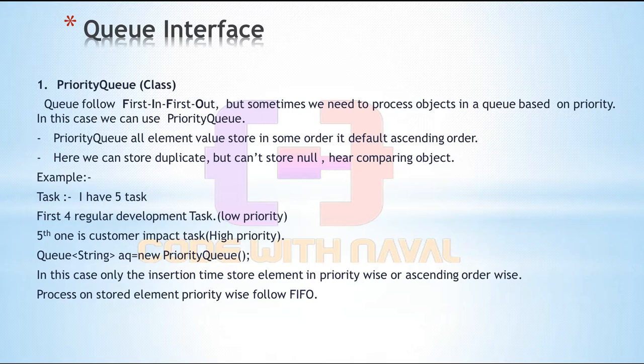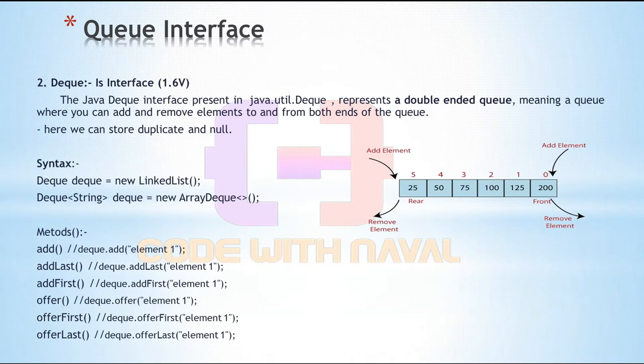Then we have the second one, Deque. Deque is an interface, and it was introduced in version 1.6. The Java Deque interface, present in the java.util package, represents a double-ended queue, meaning a queue where you can add and remove elements from both sides. You can add an element at the front, you can add an element at the rear. It doesn't matter because this is a double-ended queue.